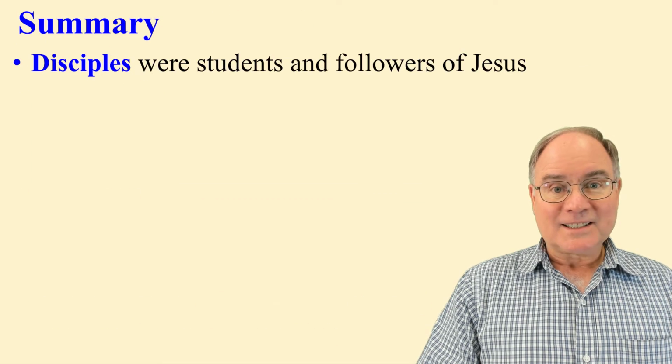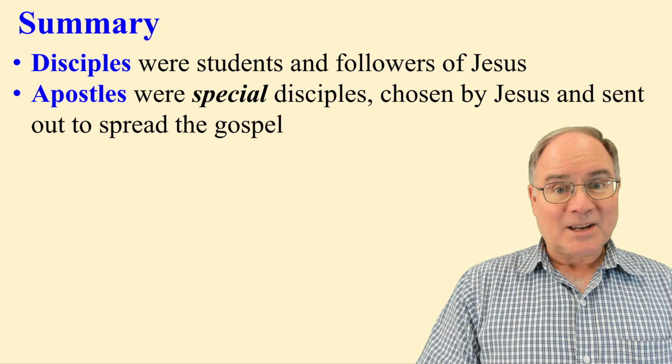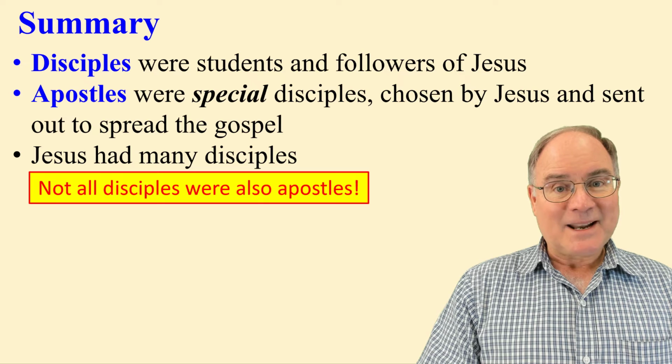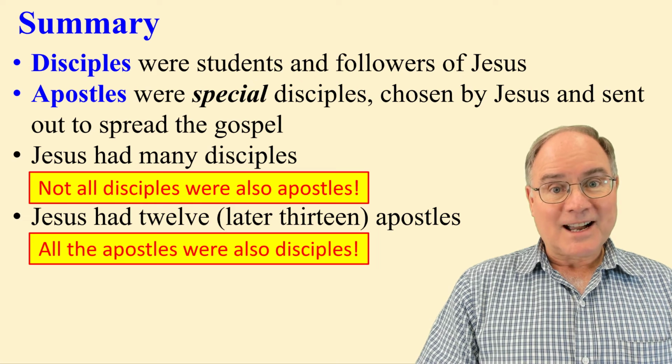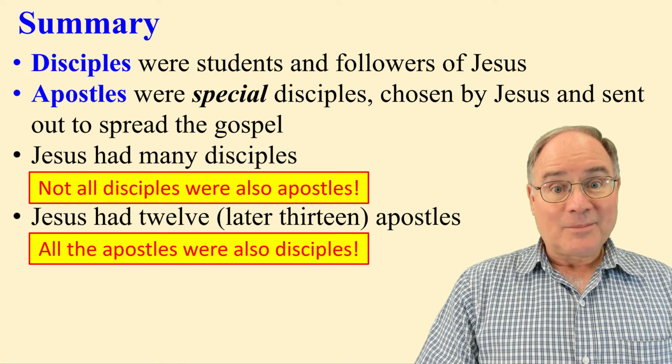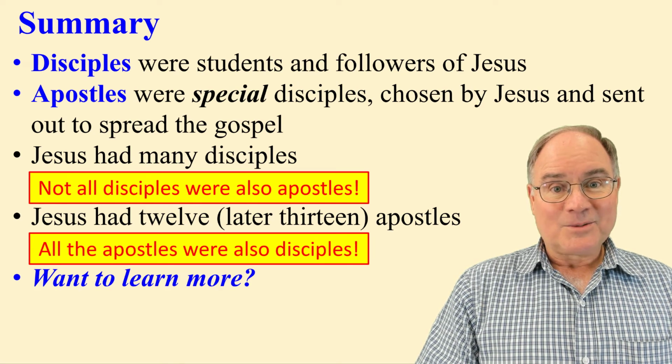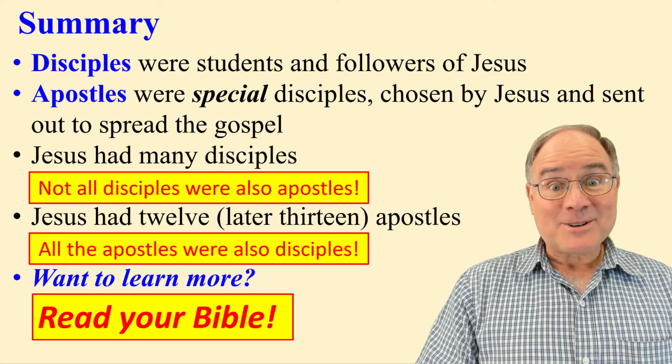In summary, disciples were students and followers of Jesus. Apostles were special disciples, chosen and sent by Jesus to spread the gospel. Jesus had many disciples, but not all disciples were also apostles. Jesus had 12, or 13 if you count Paul, apostles. All the apostles were also disciples. Want to learn more? Read your Bible.